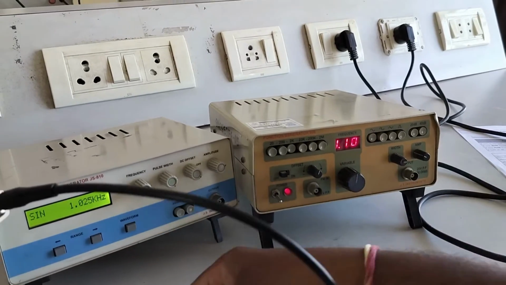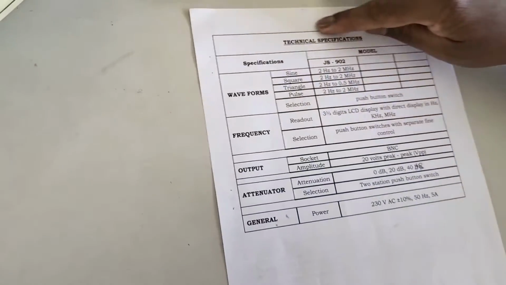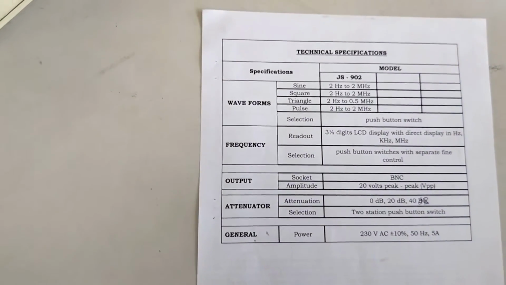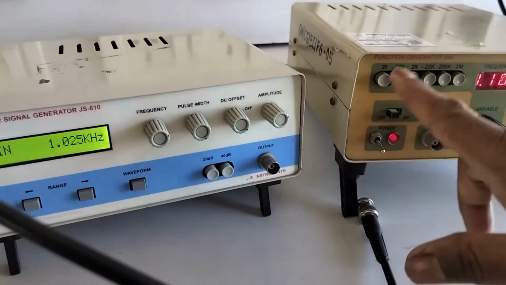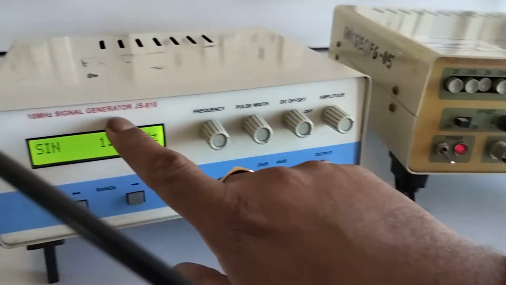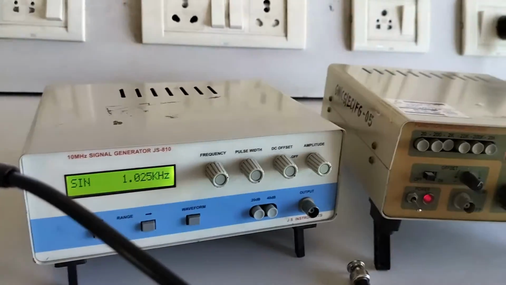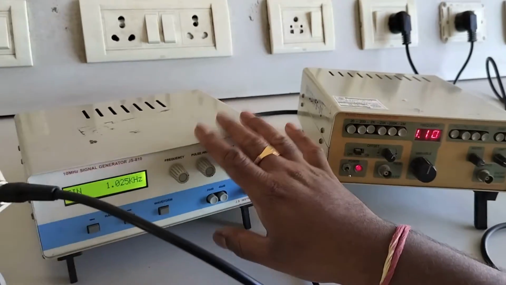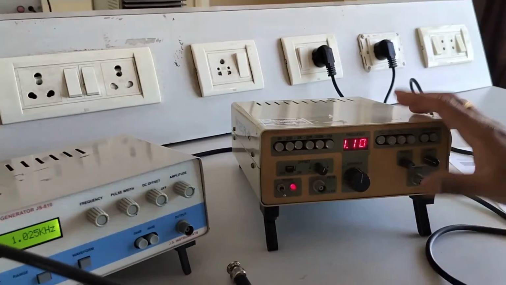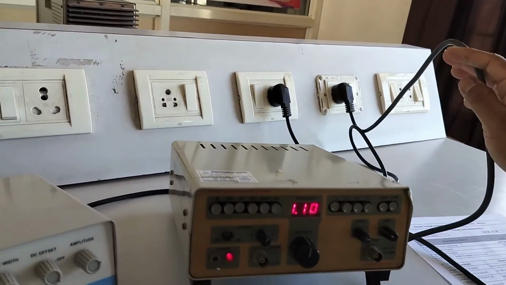So first thing is you'll see the technical specifications. Here I have a function generator of JS Instruments make. The model is 806, and the same make has the model 8010, JS 8010. The only difference is that it is the advanced one compared to this one. Coming to this function generator, the input for this function generator is 230 volts AC. It works on 230 volts AC.